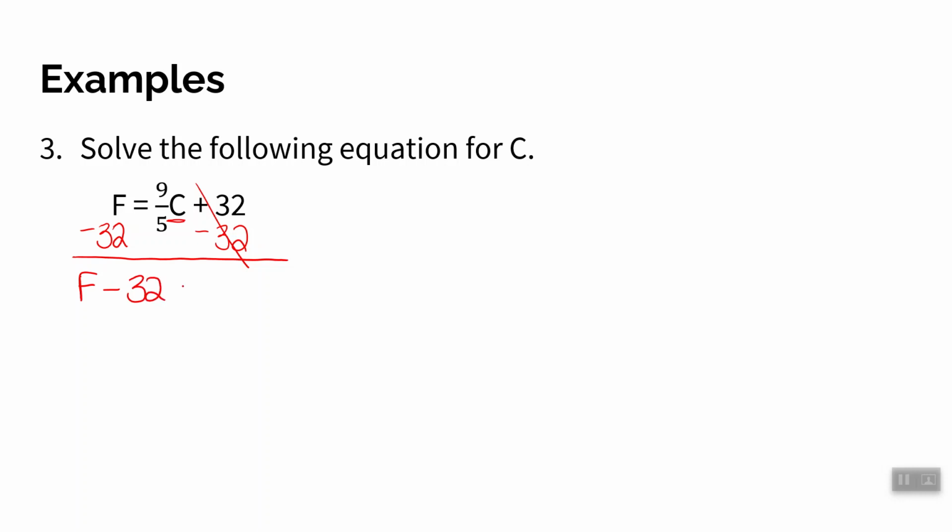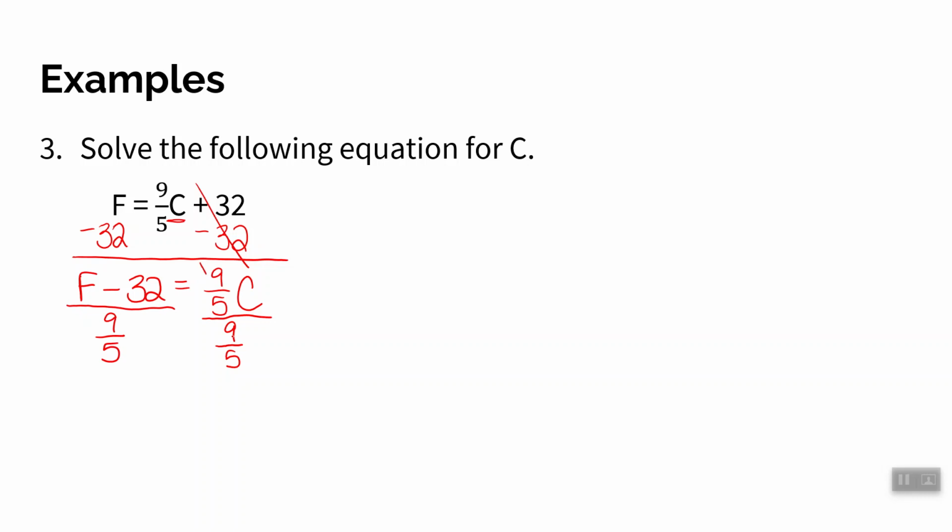I cannot combine those terms. They are not like. I don't know what F is at this point. So I just have F minus 32, and it equals what we were left with on the right-hand side, which is 9/5 C. Now remember from earlier, we can clear fractions if we want to here. You could multiply everything by 5, or if we recognize that's a fraction times the variable, then I'm just going to divide by that fraction. There are two methods to this, and I'm going to divide here by the fraction.